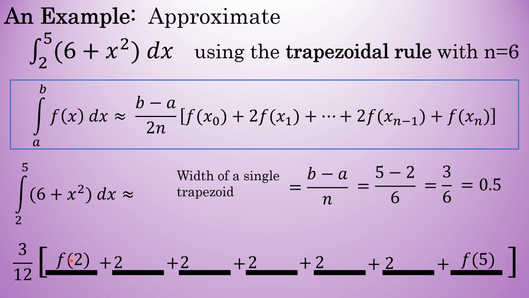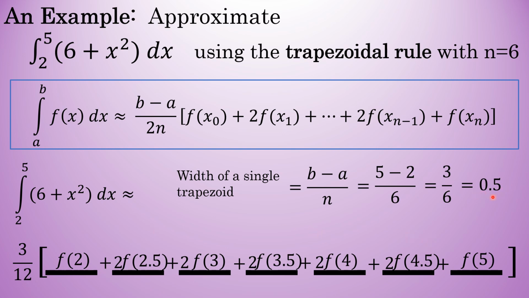So the first trapezoid will start at f of 2 and end at f of 2 plus 1/2, which is f of 2.5. So that next term will be 2 times f of 2.5. And you know that you go from 2 to 2.5 in the function by finding the width of a single trapezoid using b minus a over n. Each subsequent term will increase by 1/2 unit. So I'm going to go from f of 2.5 to the next term, f of 3, and then from f of 3 to f of 3.5 to f of 4 to f of 4.5.